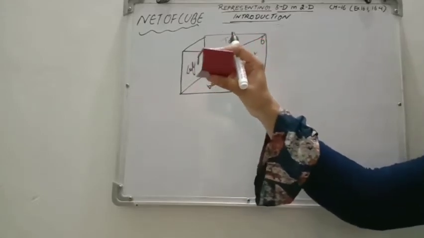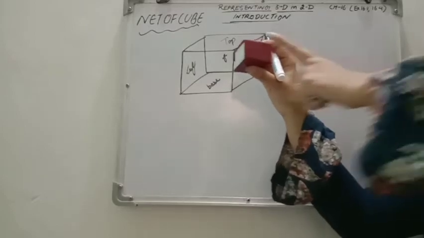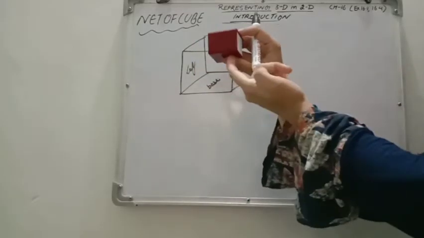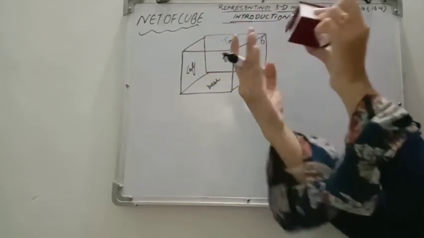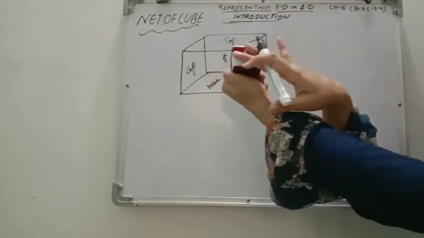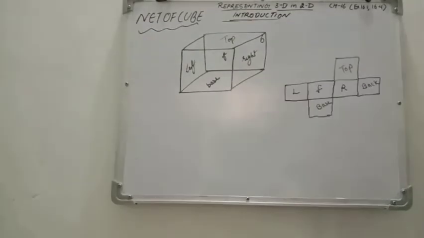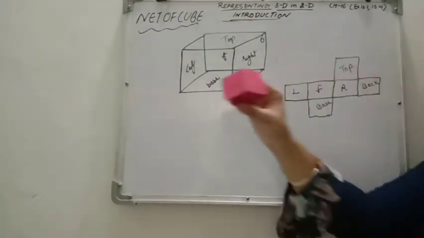Then this is top, this is front, this is base, this is right, this one is left, and this one is back. Okay. Now how to open this cube? We can understand from this box.